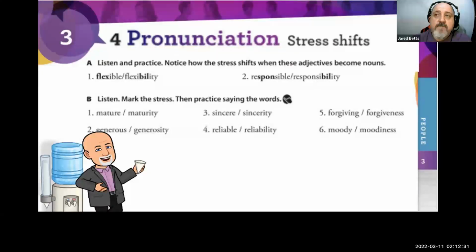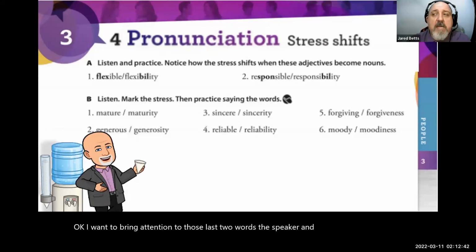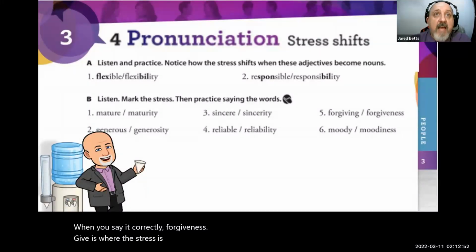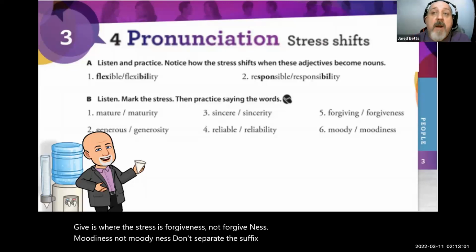6, Moody. Moodiness. Okay, now I want to bring attention to those last two words. The speaker on the CD says forgiveness. When you say it correctly, forgiveness, give is where the stress is. Forgiveness, not forgiveness. Moodiness, not moodiness. Don't separate the suffix from the word, but we move along.